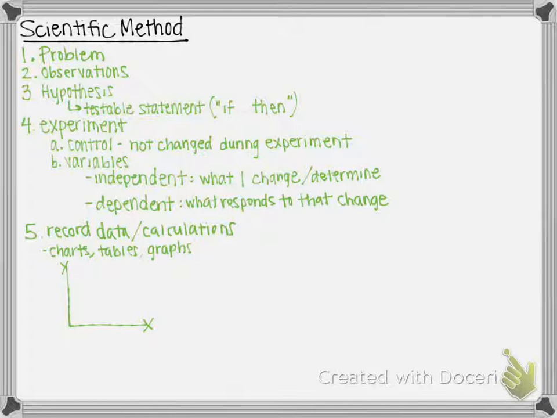So the dependent variable is always going to be on the y-axis. Okay, so you will always put that label like right here. And that label is going to be your dependent variable, always goes on the y-axis. Your x-axis is going to be your independent variable.